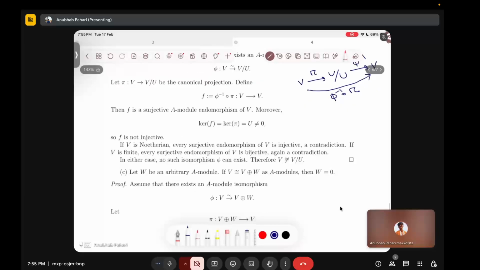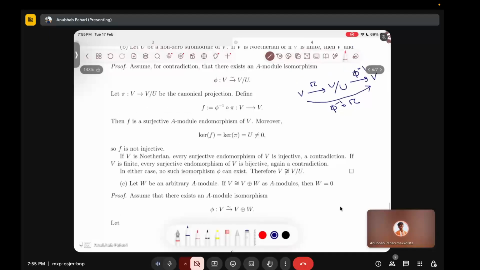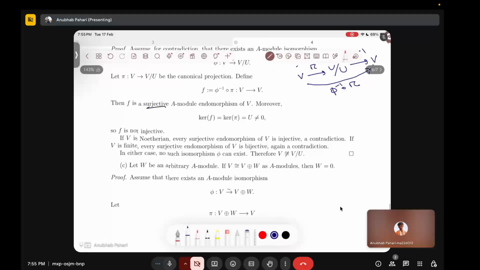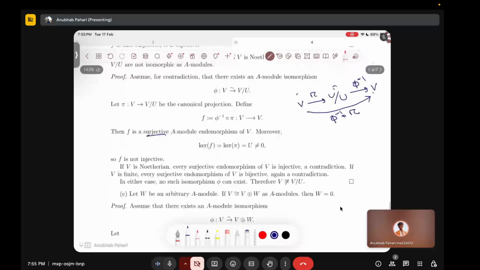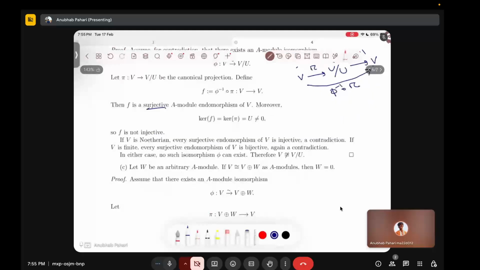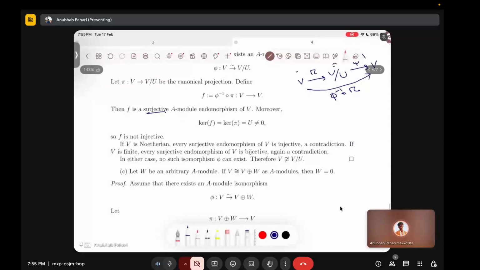Then F is a surjective endomorphism of V, right? Because phi is an isomorphism and pi is surjective. Therefore, any element here has a preimage here and any element here has a preimage here. So it is surjective. And moreover, the kernel of F equals the kernel of pi, because phi inverse is an isomorphism. This is non-zero, so F is not injective, because the kernel of F equals U.